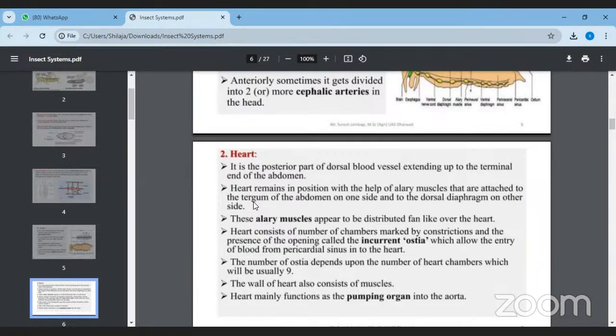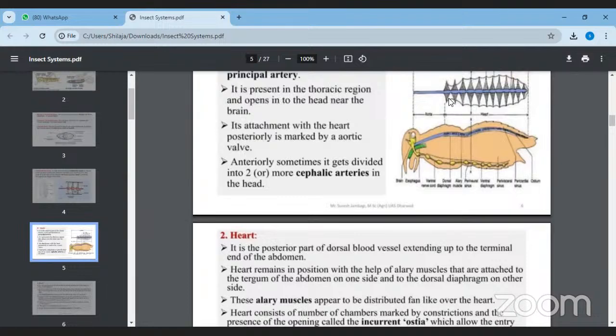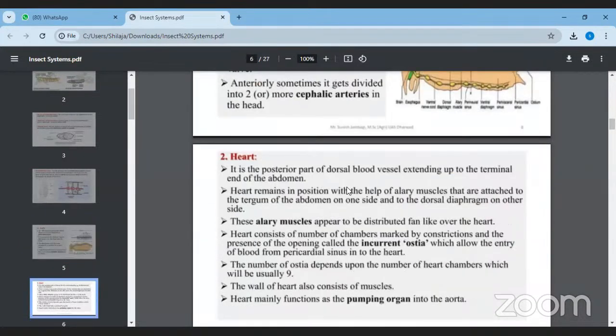As such, when we want to write about the heart, the posterior part of the dorsal blood vessel is extending up to the terminal end of the abdomen, and the heart remains in position with the help of alary muscles attached to the tergum, where in this diagram we can see how the alary muscles are suspending this dorsal blood vessel. And we say that the alary muscles are attached to the tergum of the abdomen on one side and the dorsal diaphragm on the other side.